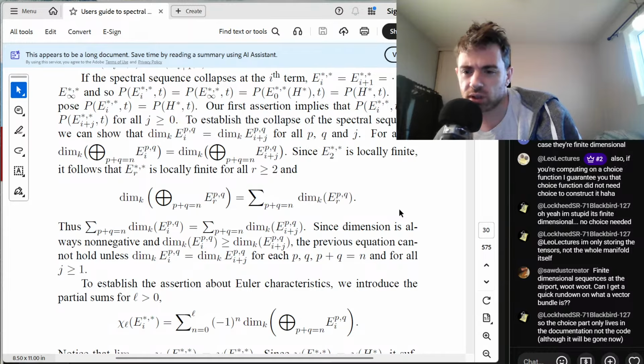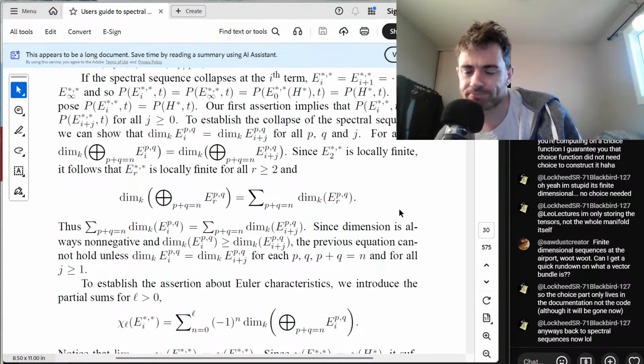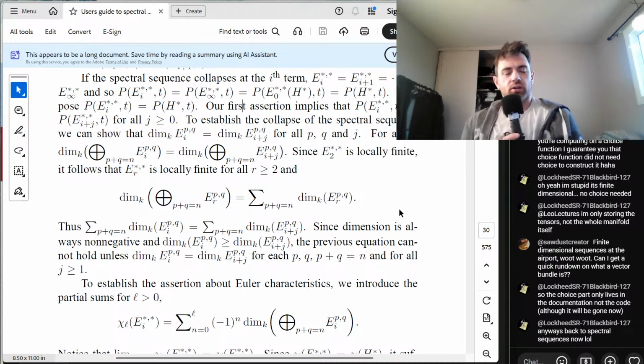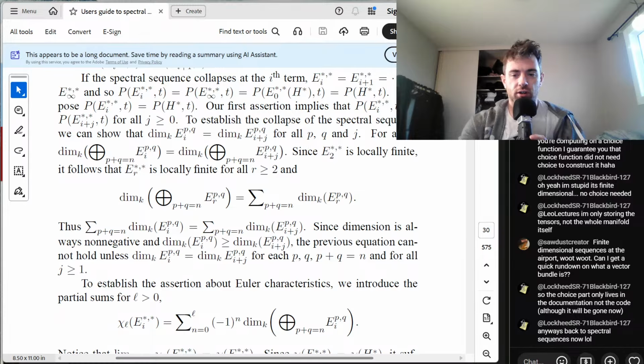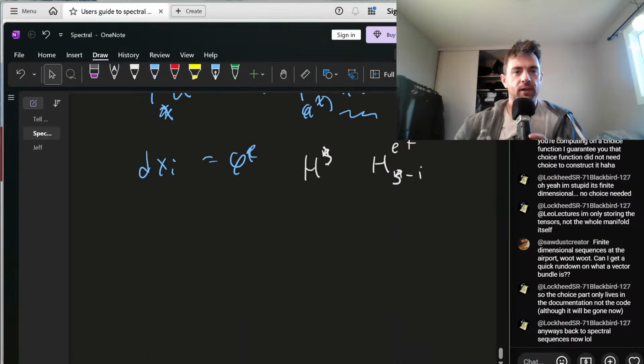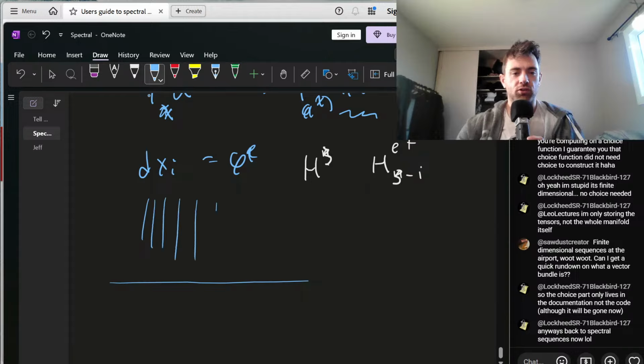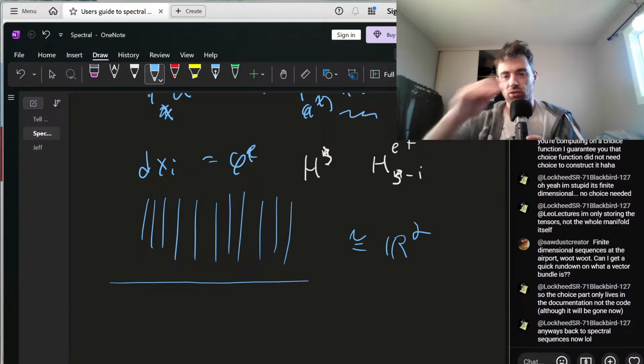Finite dimensional sequence at the airport? Can you get a quick rundown on what a vector bundle is? What's the best way? It is basically a family of vector spaces parameterized by some topological space. I don't want to get too sidetracked because there's a lot to say to define a vector bundle, but for example, you could imagine over the real line just sticking a one-dimensional vector space above each point in the line. So, if you did that, you would get something that itself would just be isomorphic to R2, right, as the entire space.